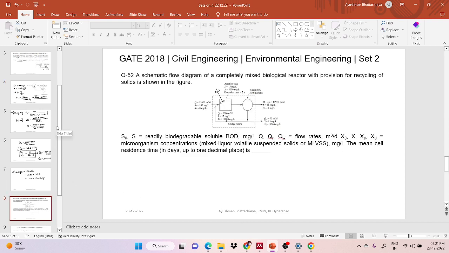The next question says the schematic flow diagram of a completely mixed biological reactor with the provision for recycling of solids is shown in the figure. S naught and S are the readily biodegradable soluble BOD. Q, QR, QW are flow rates in meter cube; X naught, XC and so on. They have given the denotation of what they mean. Now at the end they are asking the mean cell residence time. If we have to calculate MCRT, or you can say sludge age, both are the same.